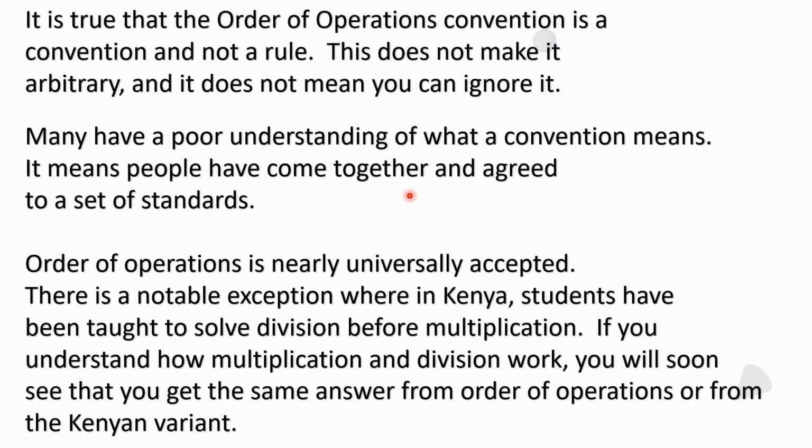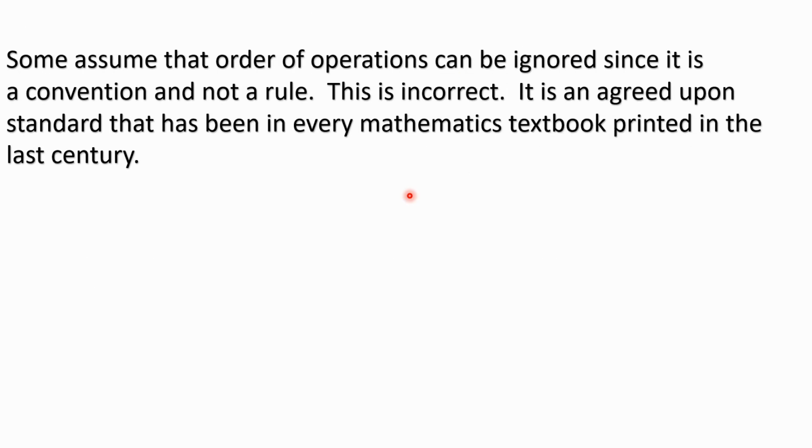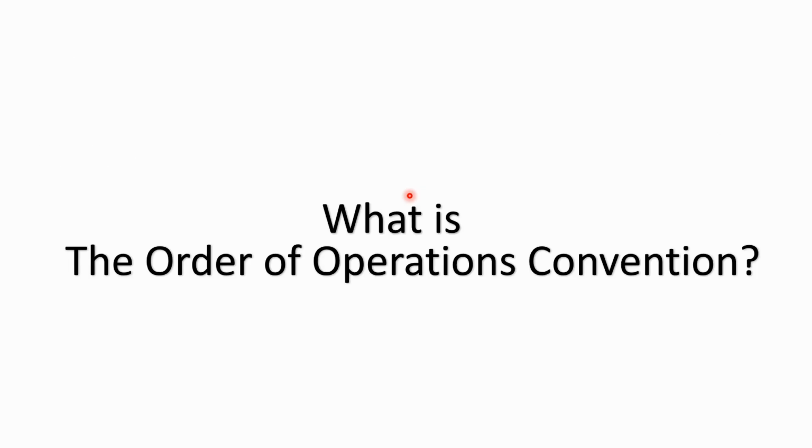It doesn't work the other way. If you try to say multiplication is always before division, you're going to get the wrong answer, and you can try it yourself. Some assume that the order of operations can be ignored since it's a convention and not a law or a rule. That's incorrect. It's an agreed upon standard that's been in every mathematics textbook that covers the topic printed in the last century, and even beyond that. It goes back, there are books from the 1600s, 1500s.